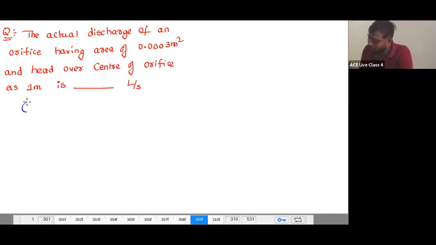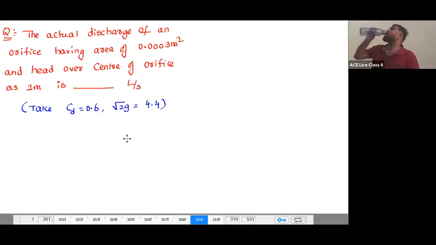And additionally take CD value as 0.6, root 2g as 4.4. So this is a previous ESC question. Come on, solve it and let me know. What is the answer, please?